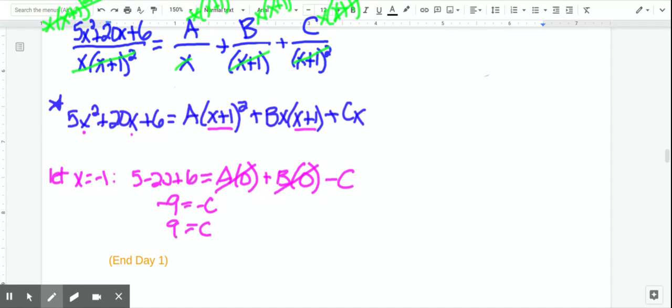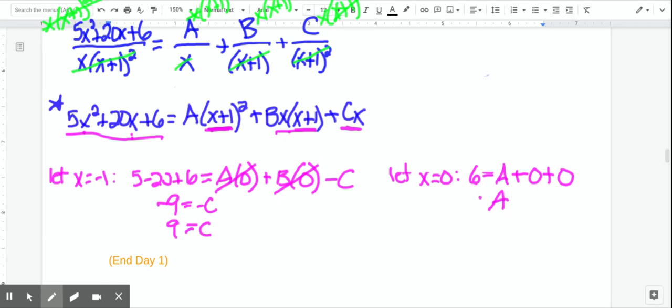Great. Now we're going to pick something else for x. If we pick 0, that should be good. Okay. Again, I'm plugging in 0 for all of these. I'm going to do some of this in my head just to make it faster. So this entire left side is just 6. If I plug in 0 here, that's just A, and then that's going to be 0, and that's going to be 0. So we find out that A equals 6. So that's good.